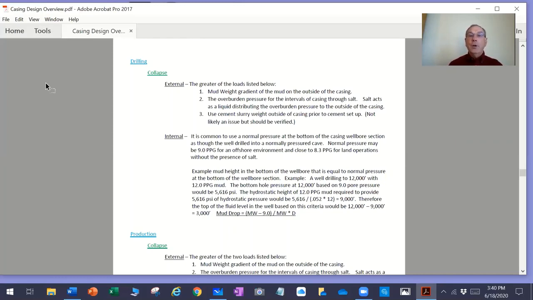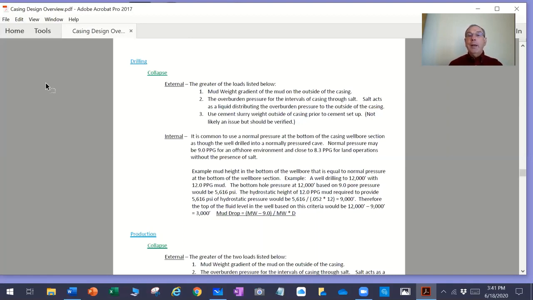And then number 2 is the overburden pressure for the interval of casing through salt. So all salt acts like a liquid distributing the overburden pressure to the outside of the casing. So if we have casing going through the salt layer fairly deep, at high enough temperature that it's going to have creep, then we will have to use the value of overburden for the interval where the salt is for our collapse value on the outside.